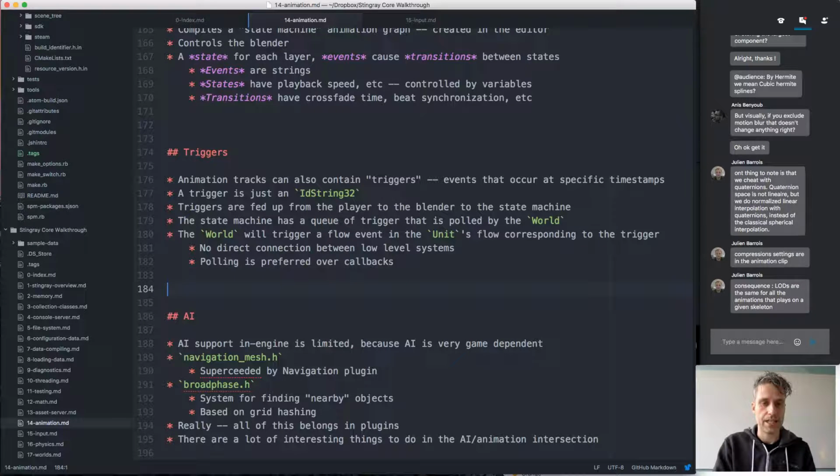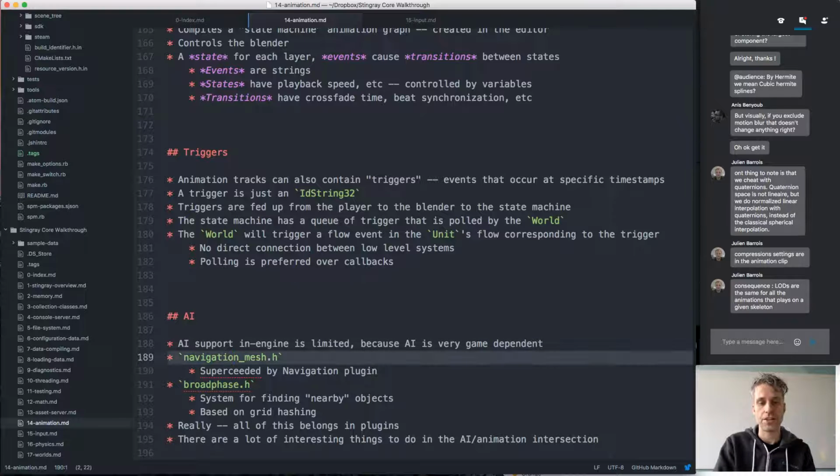So that's animation. I'll just say something short about AI too, because we don't have that much in the engine. We have very limited AI support in the engine because AI is very game dependent. I think in general it's hard to do generic AI features because all games have very different needs for AI. It depends on what the game is. But we have a few things that you can find in the engine if you look through it.